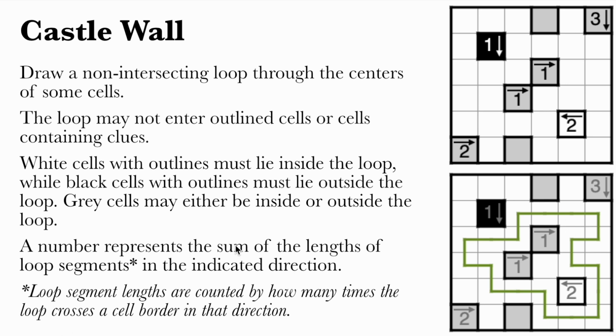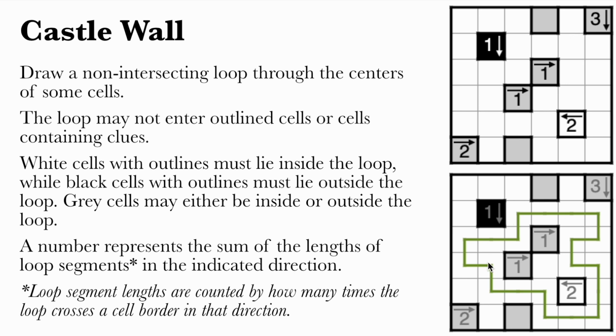A number represents the sum of the lengths of the loop segments in the indicated direction. And this can be a little tricky, so there's a little note here about what the length is. We're not counting the number of cells, we're counting the number of cell widths that the line extends. So this right here, you might think of that as a 3, depending on how we're counting, but we're counting it as a 2. So it's 1 to go that far and 1 to go that far. So another way of saying that is how many times does the loop cross a cell border. So this 2 says it's going to cross it 2 times.